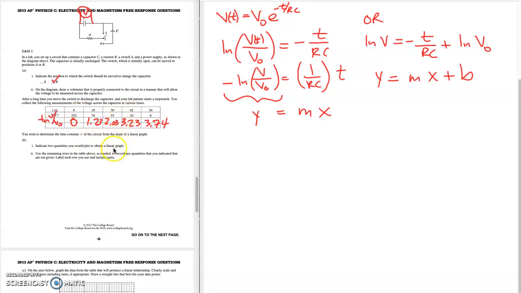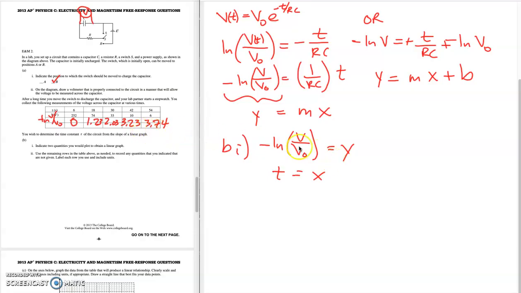So the two quantities that I'm going to use, and again, you can use other ones. You could use natural log v, or if you want to have a positive slope, you just throw a negative sign at everybody, and there you go. So option B1, what I'm doing is minus natural log of v over v naught is going to be my y, and t is going to be my x. And you can use other options just so long as you get a straight line. Use remaining rows as needed. Well, I've already shown that, and you really only need one row to do that.